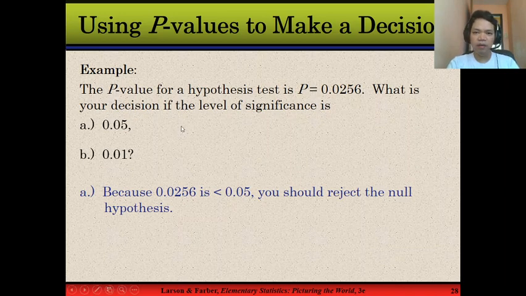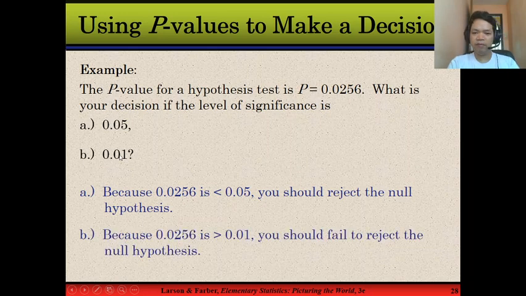Okay, next. Yung p ay 0.02. 0.02 ay greater than 0.01. So, ibig sabihin, mas malaki ang p-value sa alpha level. So, dahil yan ay greater than, so ibig sabihin, accept or fail to reject the null hypothesis.